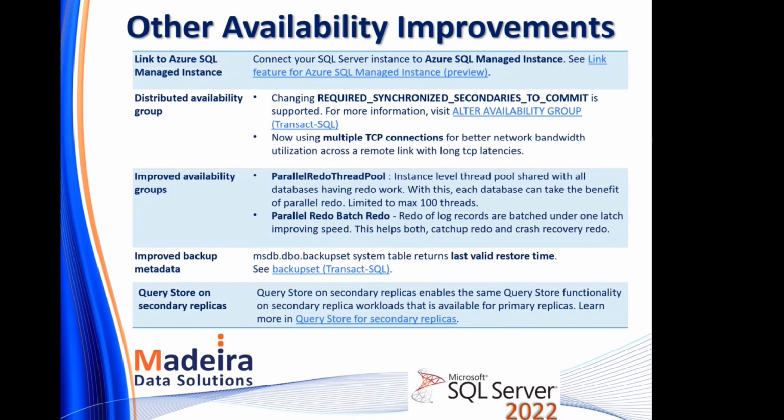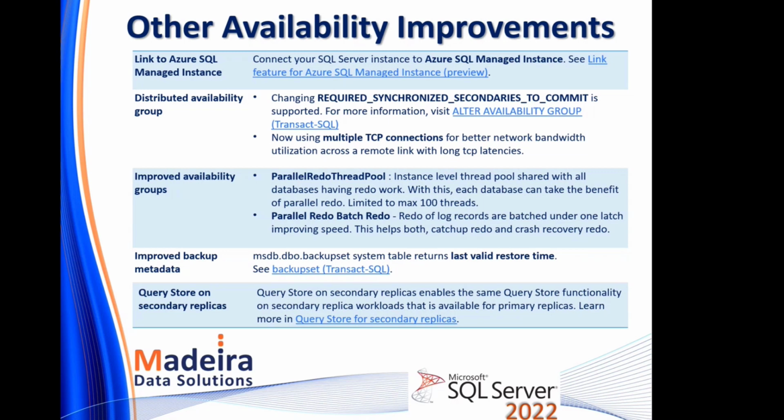Let's talk a bit, just a tiny bit, about new improvements related to availability in SQL Server 2022, besides contained availability groups. What else do we have? We have a new feature called Link to Azure SQL Managed Instance, which allows you to connect directly to an Azure SQL Managed Instance from, let's say, an on-prem instance. Something similar to an Always On availability group. It's not exactly the same thing, but it's similar. I recommend you check it out if that's something that could be relevant.